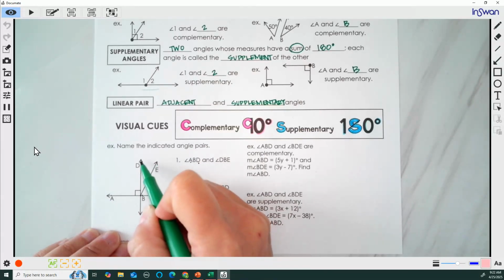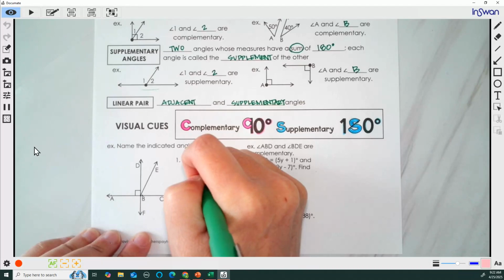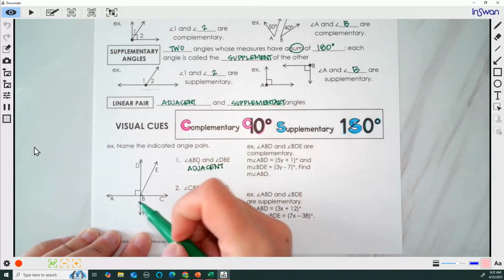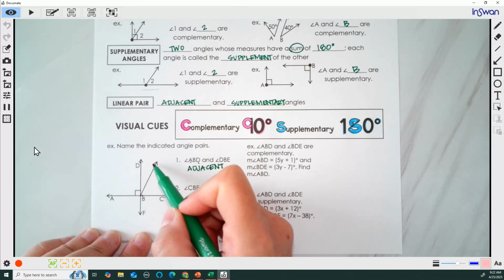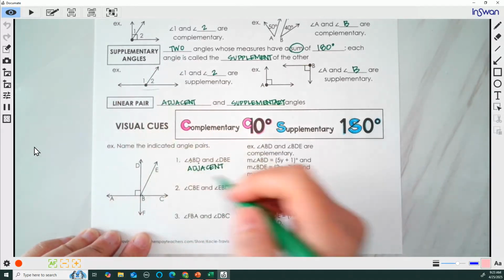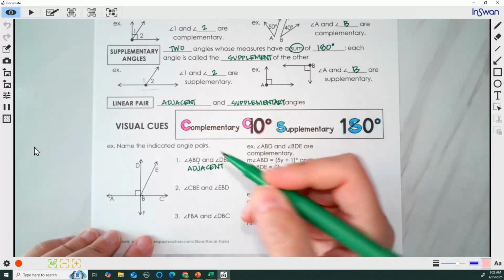The first thing I notice is that they share this side here. That makes them adjacent. And I've got a 90-degree angle. I don't know the measure of angle DBE, so I cannot give it any other name that we have above. So this angle pair is just adjacent. That's all that they share.